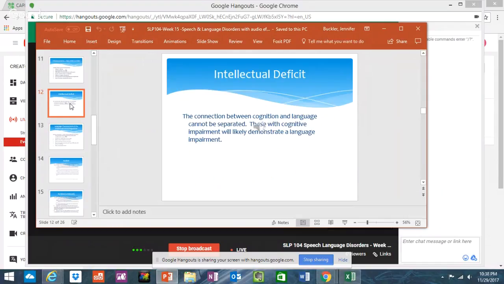We talked earlier in the semester about the connection between intellect or cognitive development and language. It's very difficult to separate these two, as often cognition is directly related to language acquisition. So while we might not say that a child with cognitive impairment has a specific language impairment, they're not necessarily SLI, they will have delays in their language because of the cognitive deficits. Their disability is cognitive deficit with language impacts.